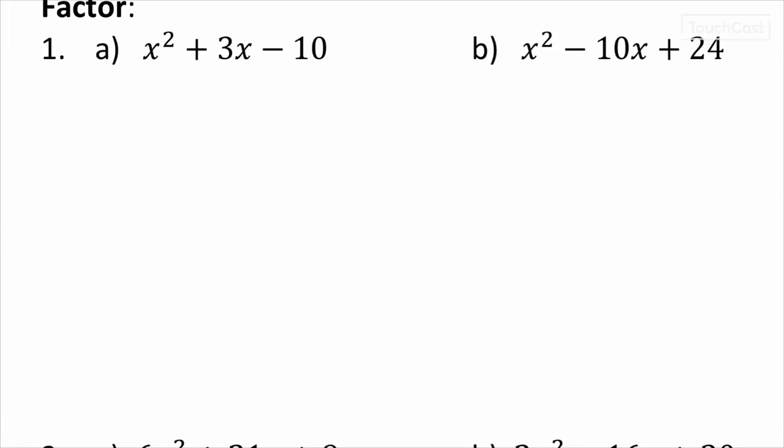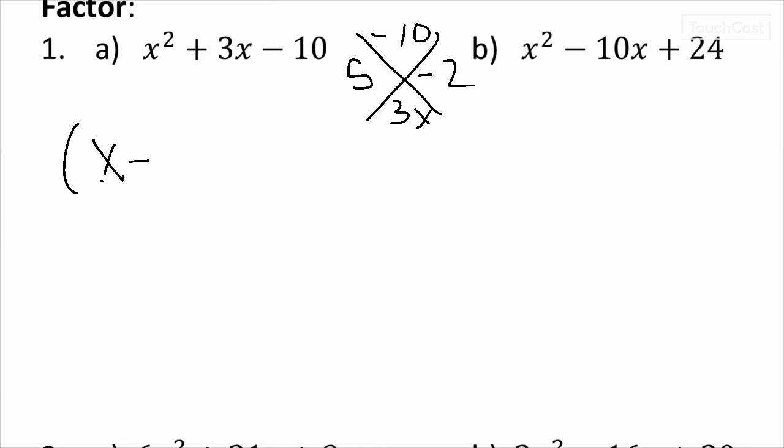So now we're going to factor. This is page 1 of the integrated 2 review. So negative 10 goes on the top, 3x goes on the bottom, and the factors are 5 and negative 2. So this is super easy peasy.